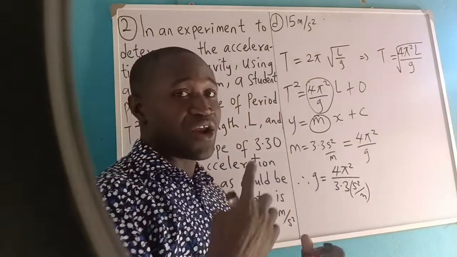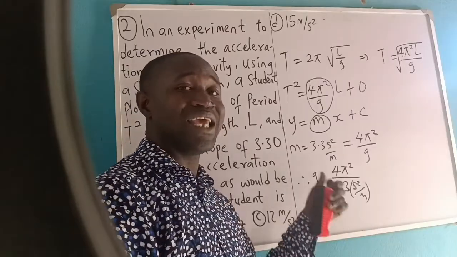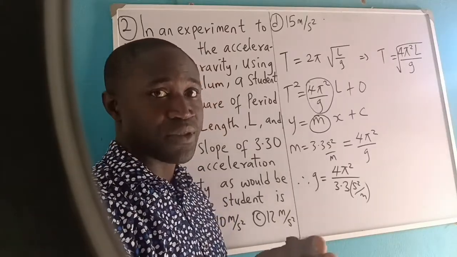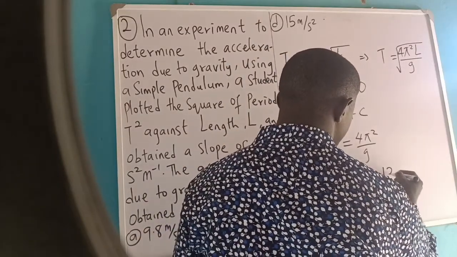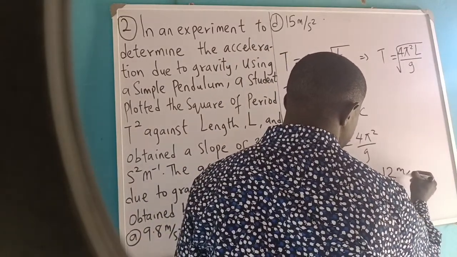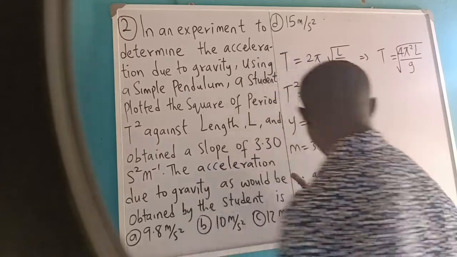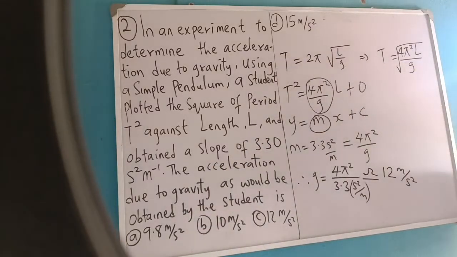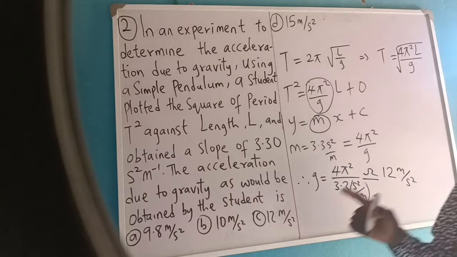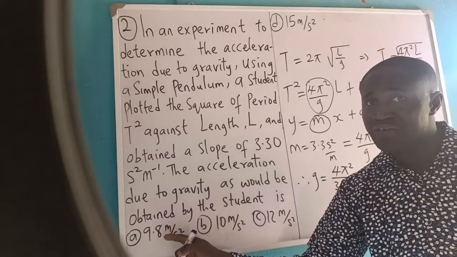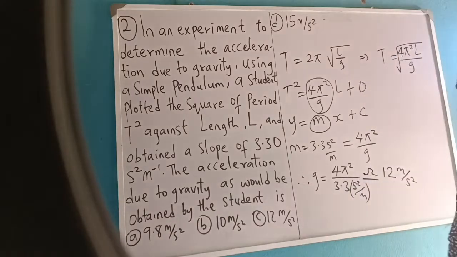If you use your calculator to compute this, you'll be getting 11.97 something. That means approximately you will be having it to be 12 meters per second squared. That will be your answer. Now, but you know that your normal acceleration due to gravity is 9.8. Why then are you getting 12?